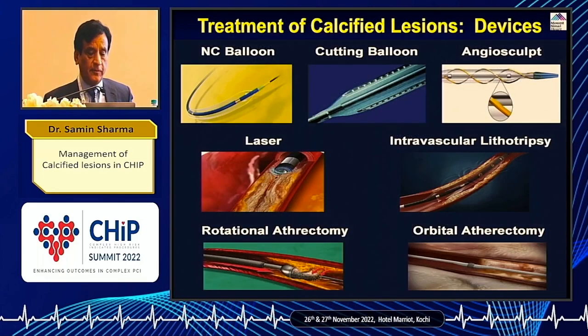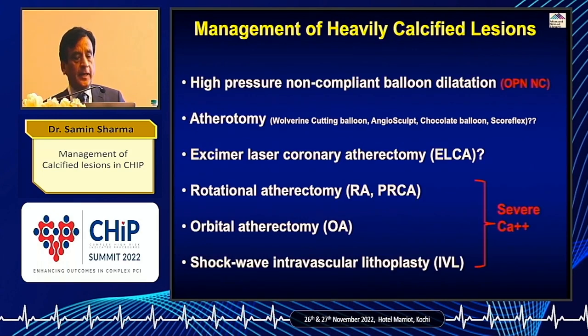of the systemic circulation. So we have various devices which are available: balloon, NC balloon, cutting balloon, AngioSculpt, laser, intravascular lithotripsy, rotational atherectomy, orbital atherectomy, are shown here, and I put it together. Then of course we just got the open NC balloon available in the United States, which is a double layer balloon. Then your atherotomy, various of these scoring balloons.